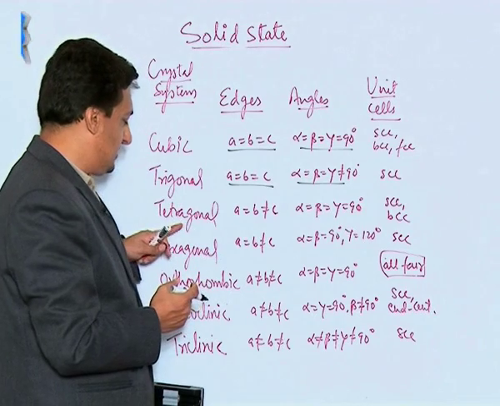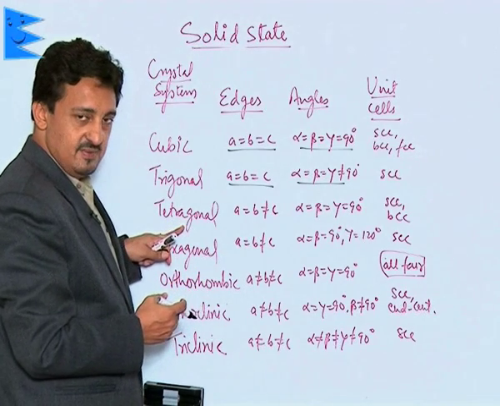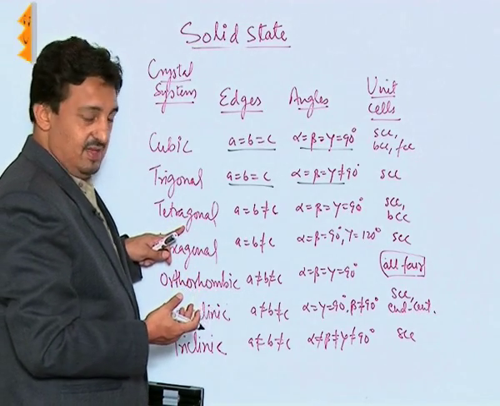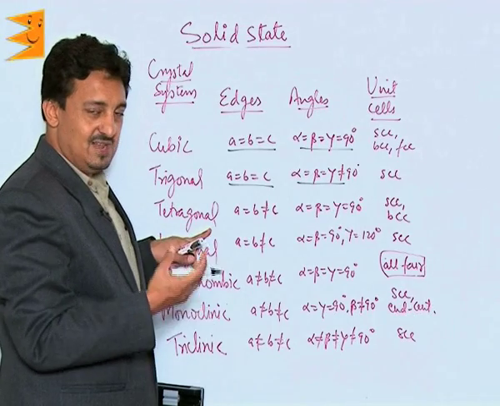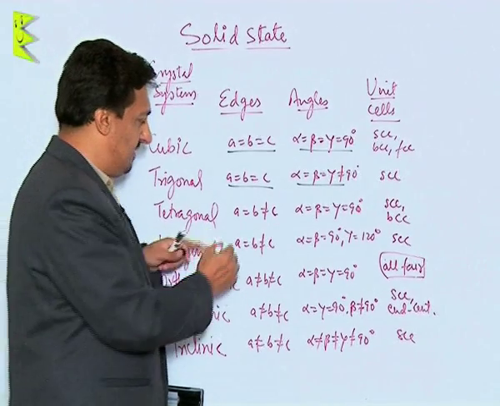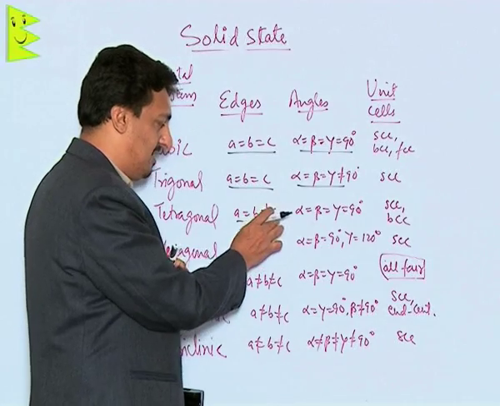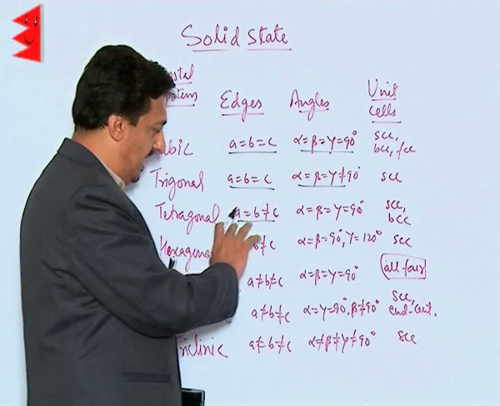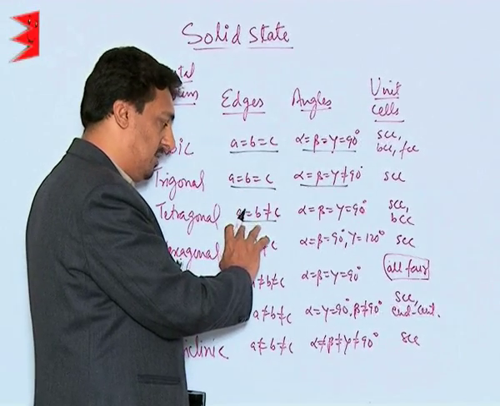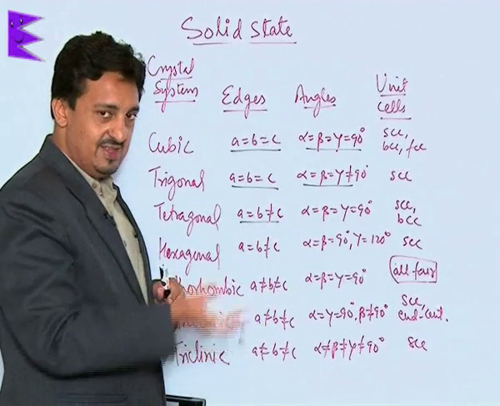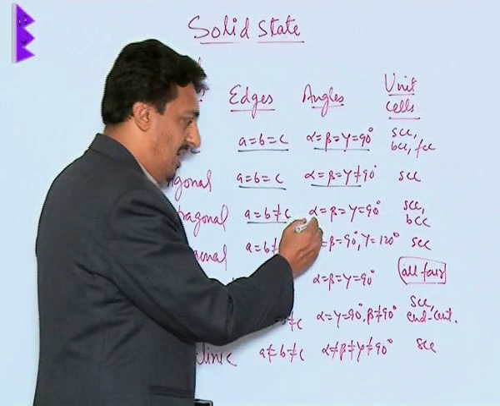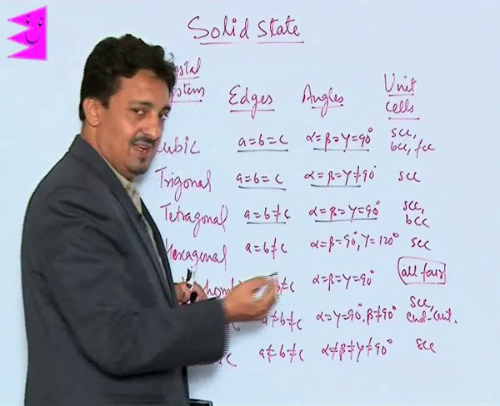Third category is of tetragonal unit cells or tetragonal crystal system. In this, the unit cells are having length and breadth equal to each other, but height is different. That's why A and B are equal, but they are not equal to C. So height is different. But again, all angles are equal to each other and all of them are at 90 degree.